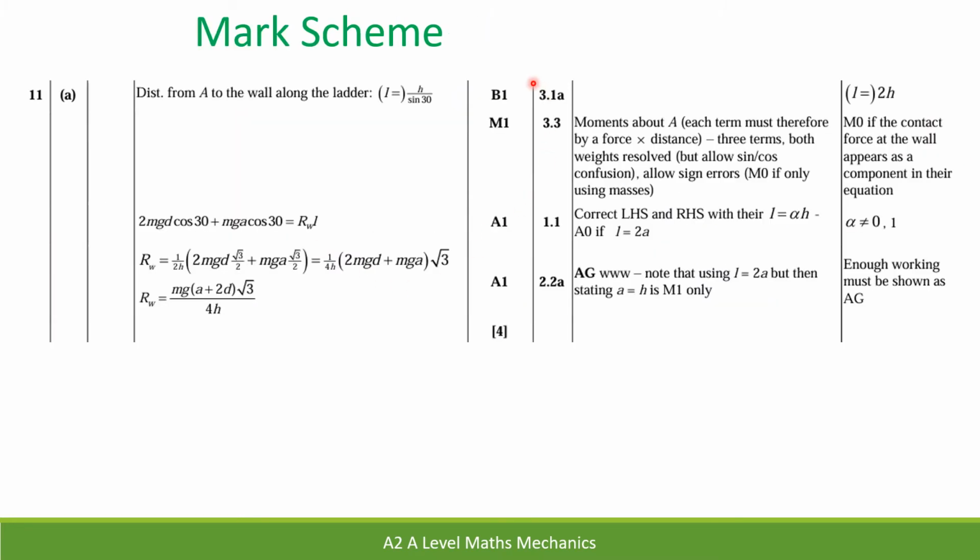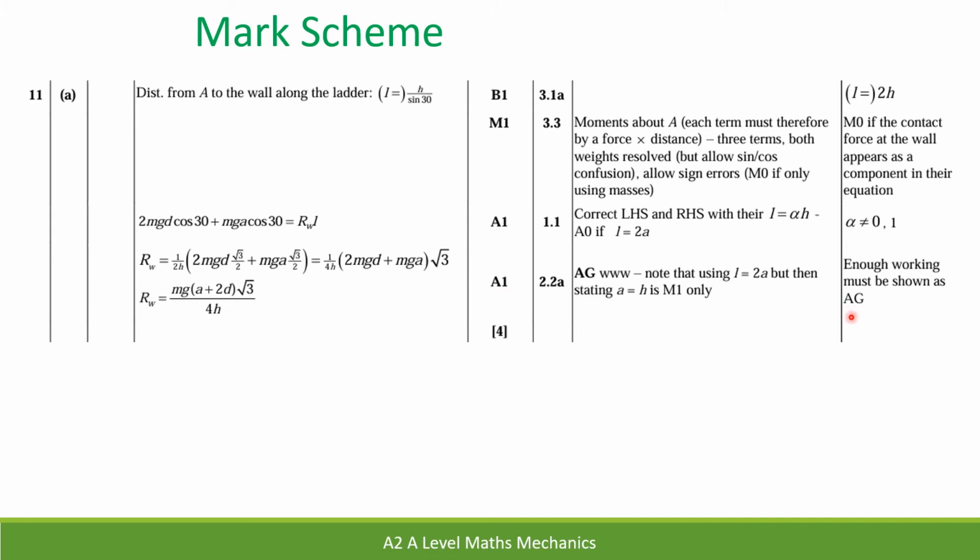The mark scheme on this question shows B1 is a method mark, M1 is a method mark. So for working out the distance along the ladder is your first method mark, M1 for taking a method mark for doing the moments, your answer mark for coming down to the correct answer with using the moments, and your fourth answer mark for coming down to this final answer, which was a show that.